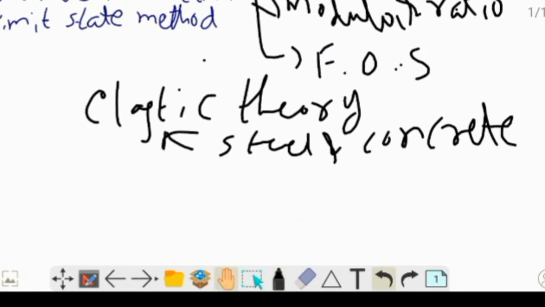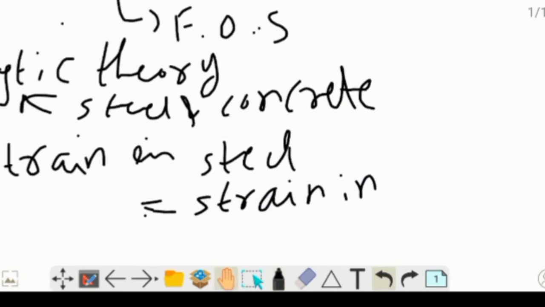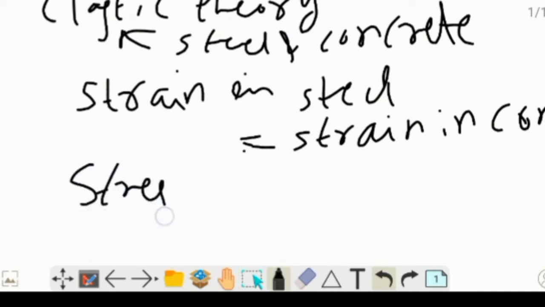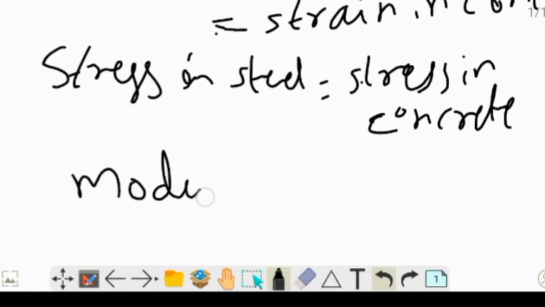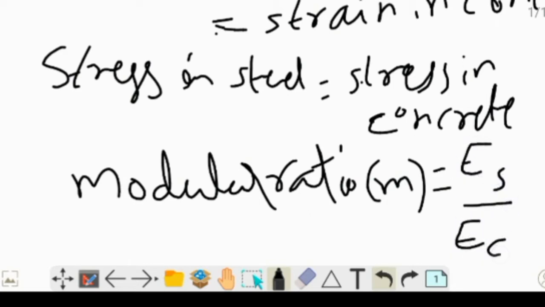It assumes a strain compatibility in which the strain in reinforcing steel is assumed to be equal to the strain in concrete. Consequently, the stress in steel is related to the stress in adjoining concrete by a constant factor. That constant factor is called the modular ratio. It is represented by m. It is the ratio of the modulus of elasticity of steel to the concrete.